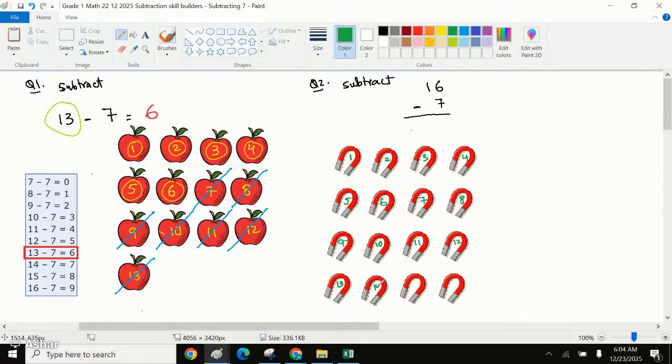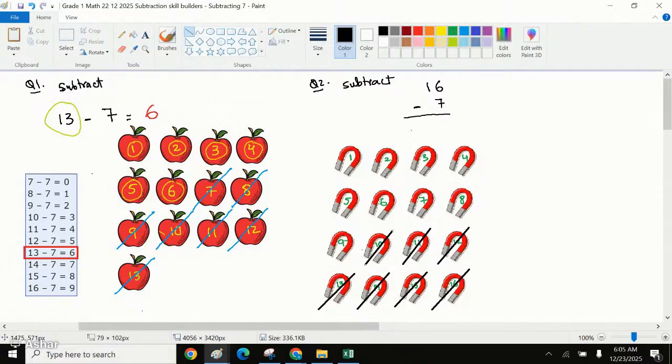Okay, very good. 14, 15, and 16. So since we have to subtract 16 minus 7, we start removing 7 magnets. Can we say the first magnet we remove is 1, 2, 3, 4, 5, 6, and 7. That means how many magnets do we have left?